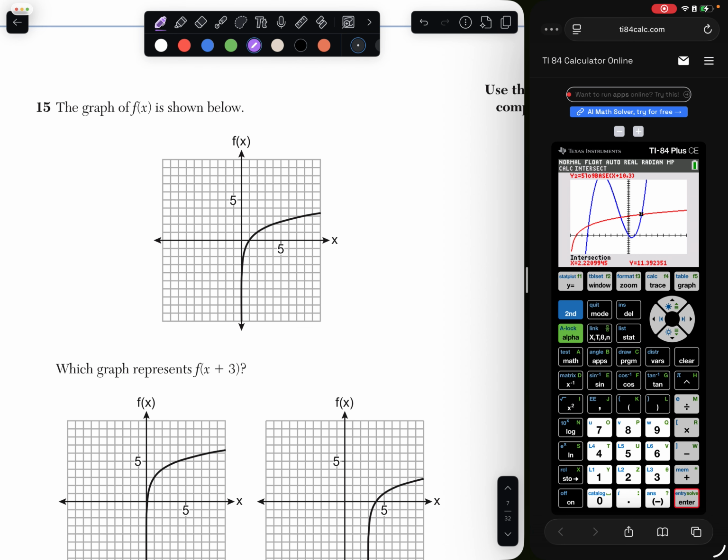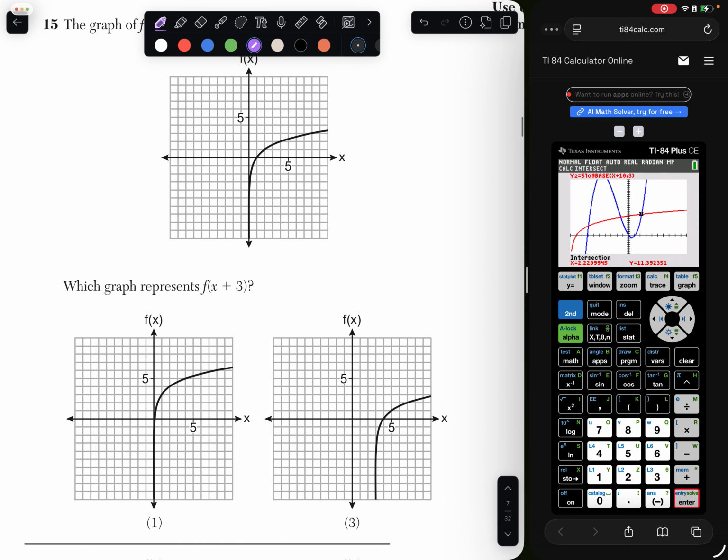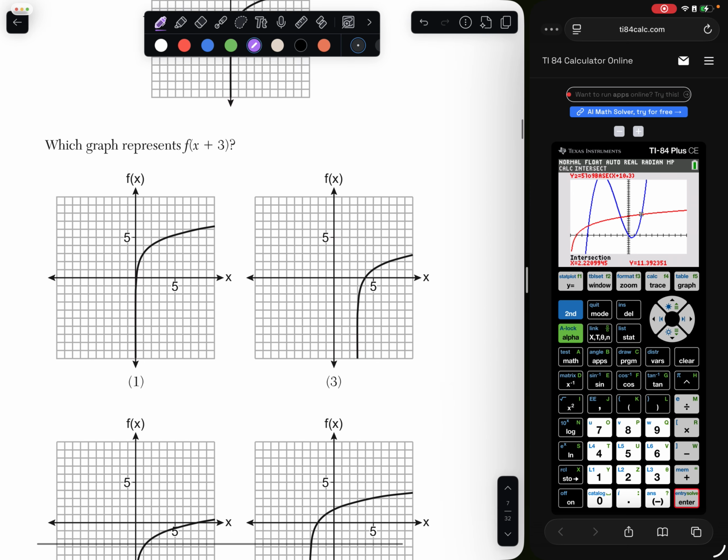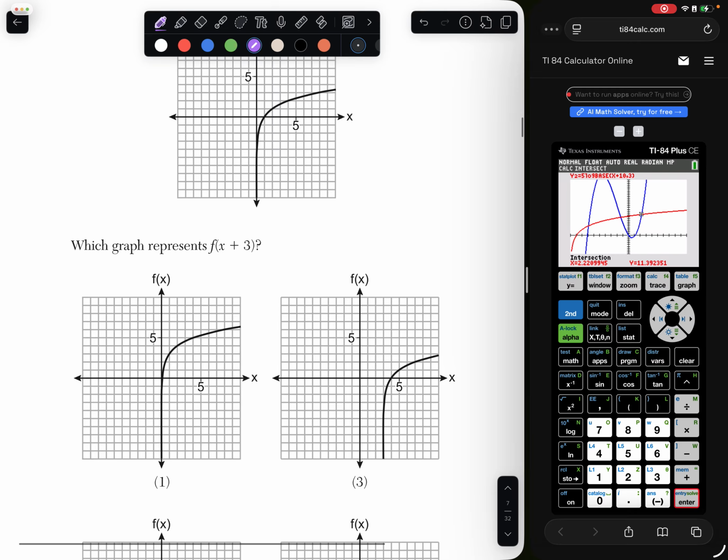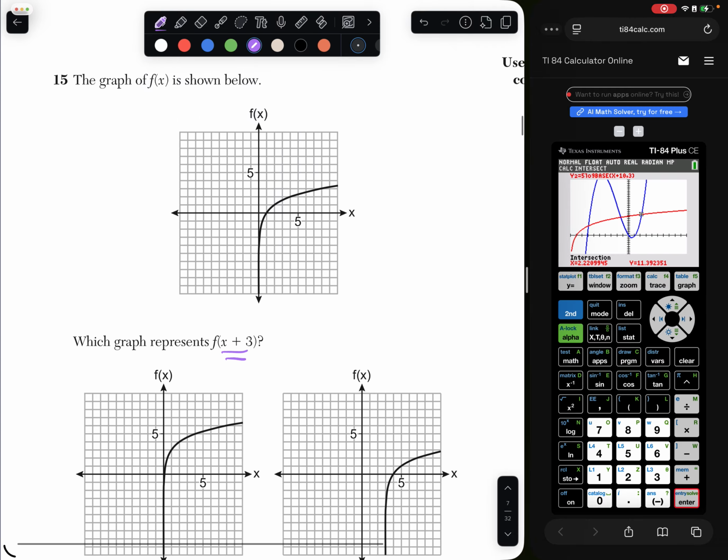Okay. The graph of f of x is shown. Which graph represents f of x plus 3? All right. You have to notice what type of transformation this is. Here we have some function. How I like to remember is, before I say that, I'm adding a number. So this is a translation.